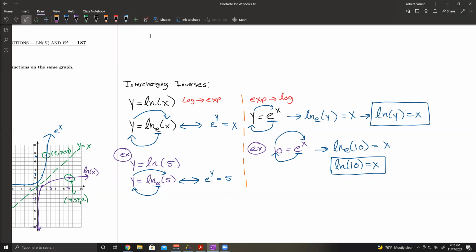I will tell you, though, that logs are amazing. The reason logs were invented was to take these extremely large numbers, which are called transcendental numbers, and put them into a simpler format. The greatest example I could give you is an earthquake.